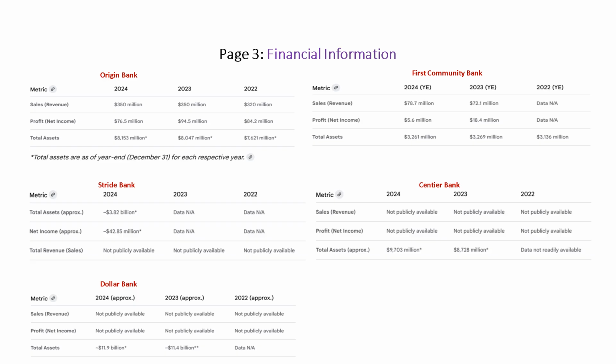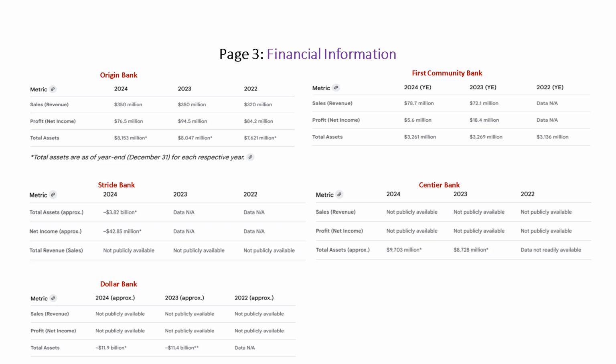the financials are negative. If we look at Origin Bank, again, we can compare Origin Bank and First Community Bank, and you'll see here that for both of those banks the net profits increased from 2022 to 2023, and then they started to decrease in 2024 for both those banks.